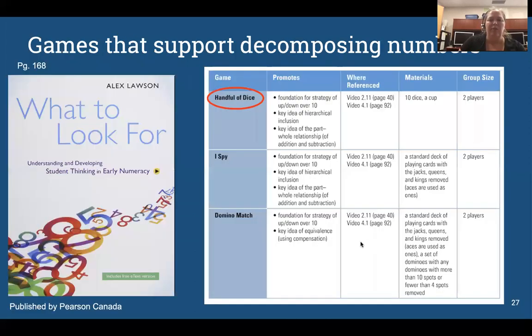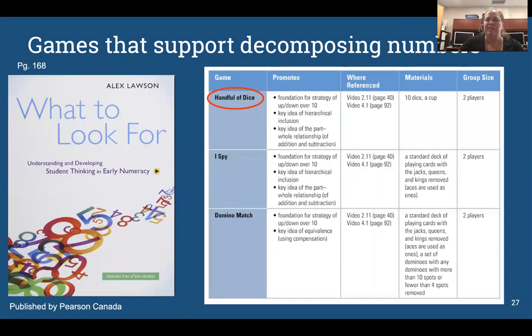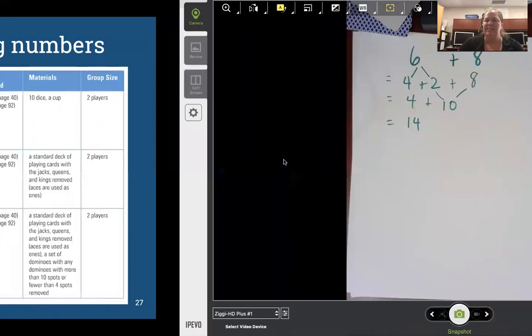So how do we help them with that? Well, we've got some games, of course, in What to Look For. This series is about decomposing the numbers. So these are games that support students to decompose numbers, and you can find them on page 168 in What to Look For. And Handful of Dice is one of my favorites right now. And it's a really, really easy one.